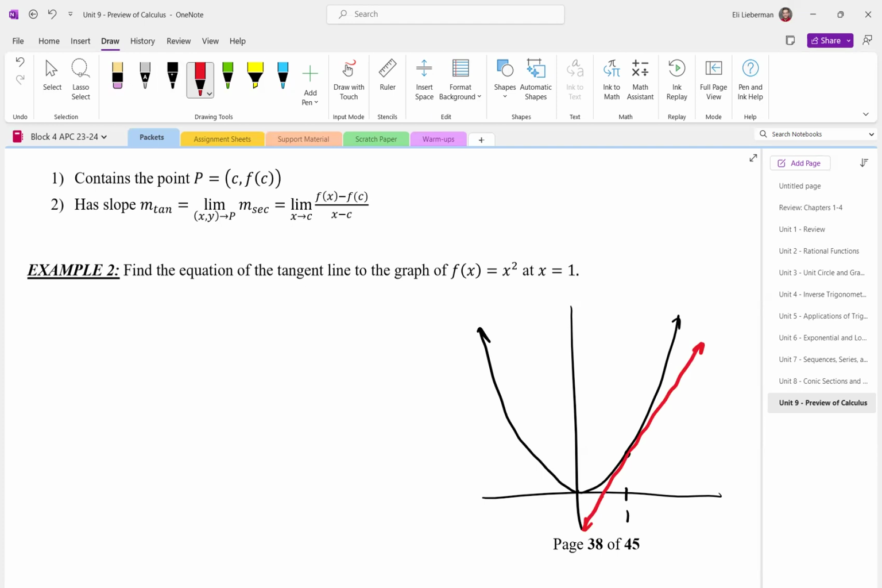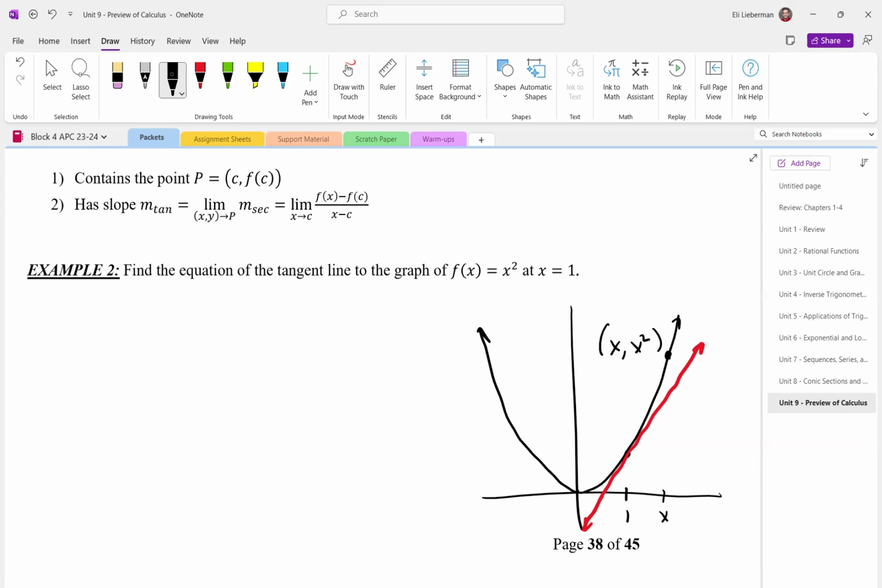Okay, in order to do this one, I need 2 points really to find a slope. I need 2 points. So I'm going to choose x comma, what's the y value for this? f of x, which in this case is x squared. It's not just a general f of x, it's for sure x squared.